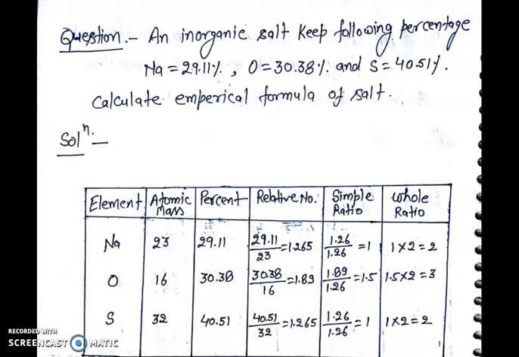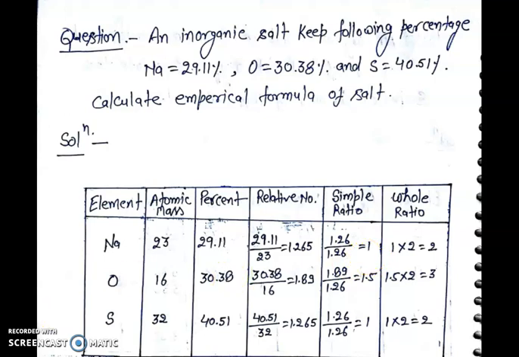To calculate the simple ratio of sodium, it is equal to the relative number of sodium divided by the smallest relative number. The relative number of sodium is 1.26 divided by the smallest relative number, that is 1.26, and we get the simple ratio of sodium, that is 1.